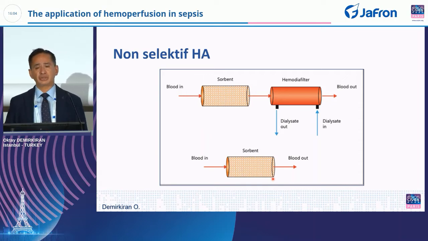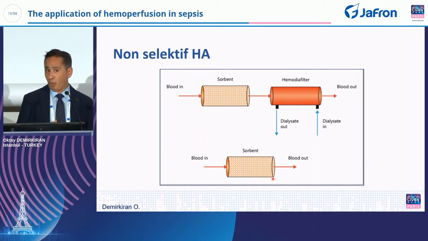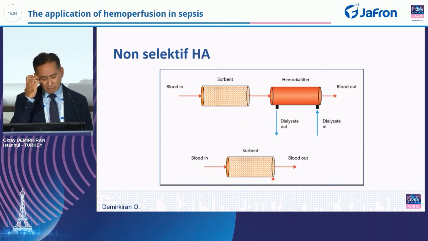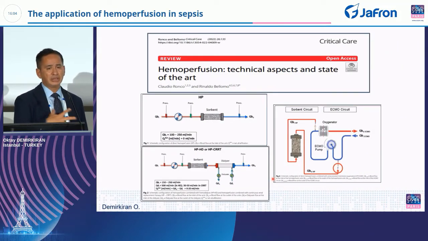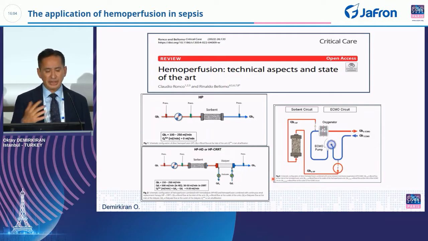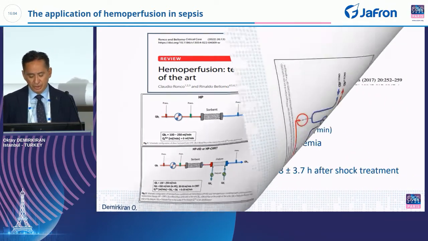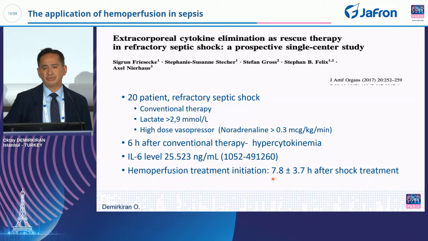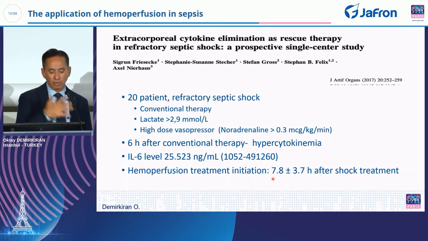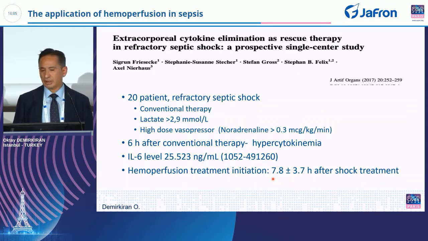In non-selective hemoadsorption, as mentioned before by the previous speaker, there is a sorbent, we use a hemodiafilter, and we have opportunities to use the sorbents alone or combine them with CRRT or ECMO for effectiveness. In this study, there is cytokine elimination for rescue therapy, in 20 patients with refractory septic shock. In conventional therapy, lactate increased and a high dose of vasopressor was necessary, noradrenaline 0.3 microgram per kilogram per minute.